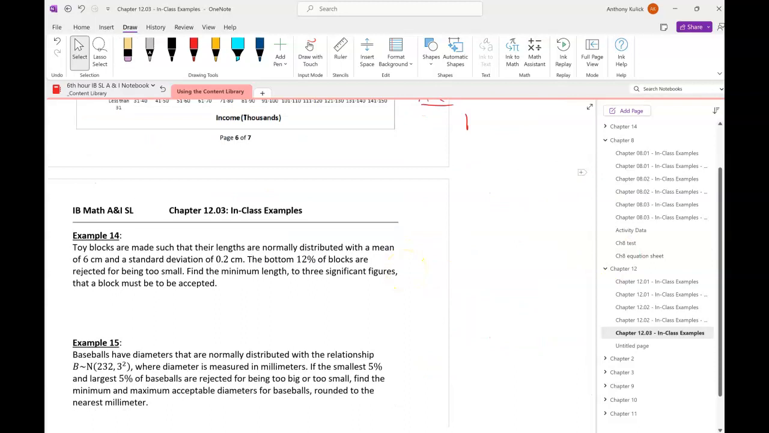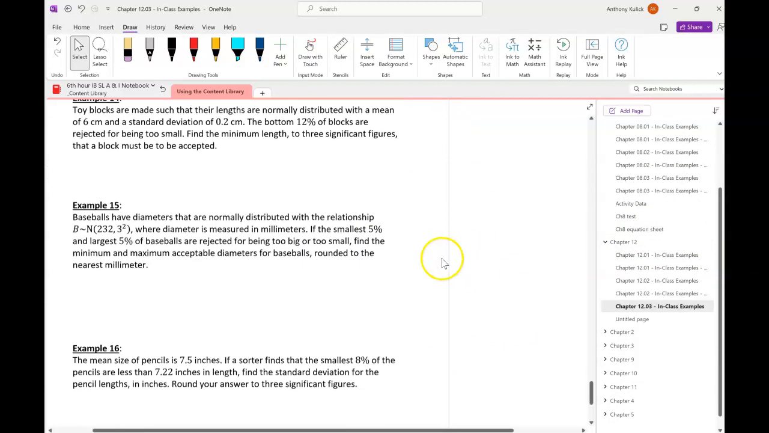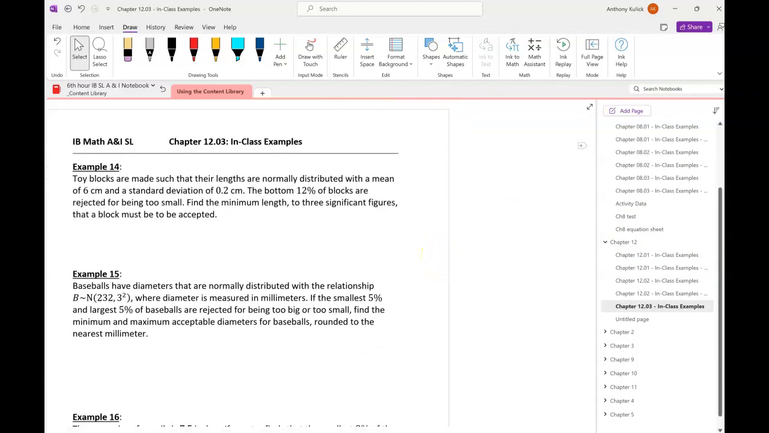All right. 14. Boy, this is like the never-ending problem set here, huh?